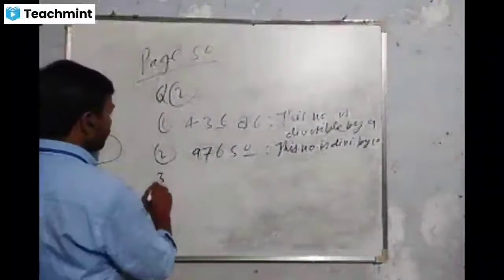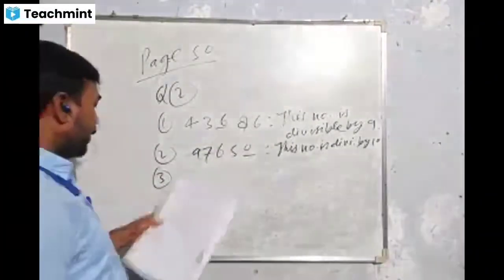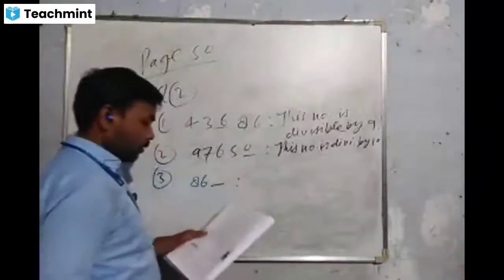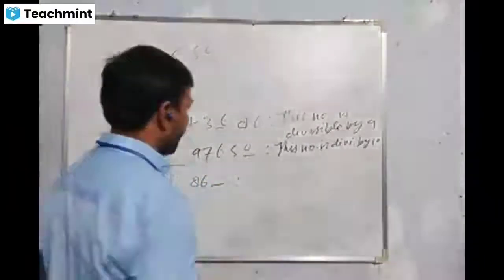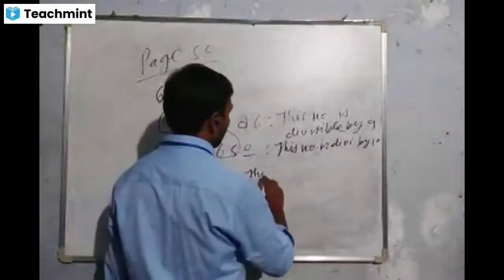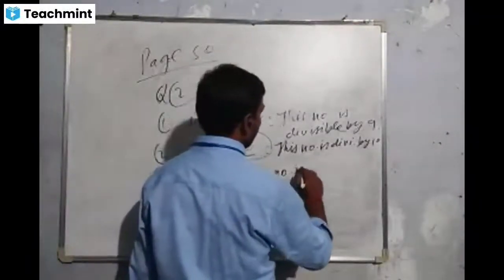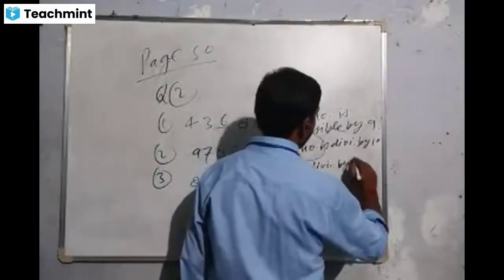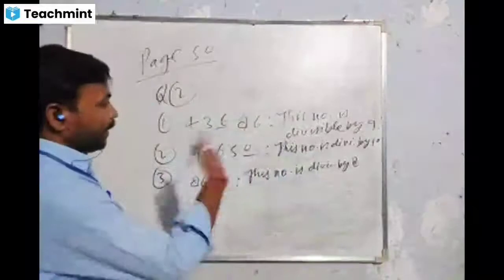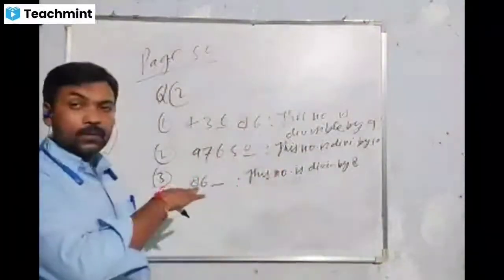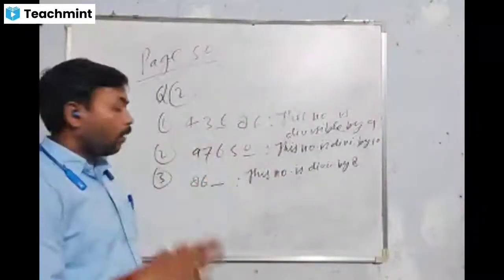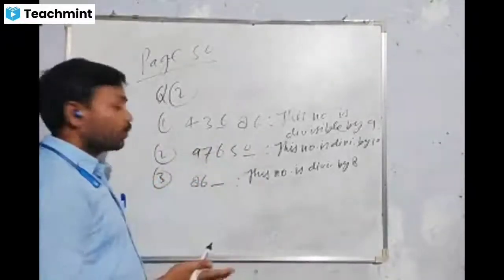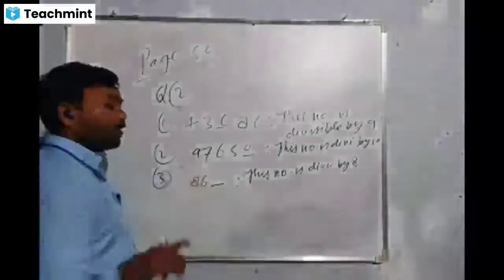And third, here given 8, 6, and here a blank, and it says this number is divisible by 8. So you know the test of divisibility by 8. If the number formed from the last 3 places is divisible by 8, then the given number is divisible by 8. So what digit should be here?